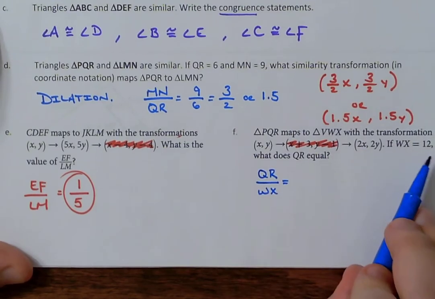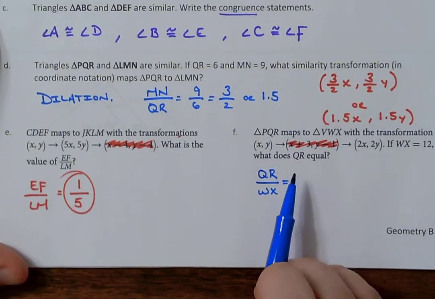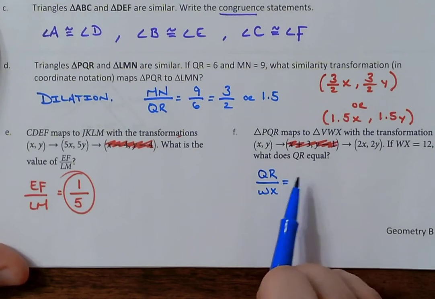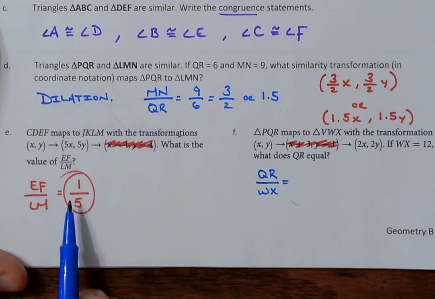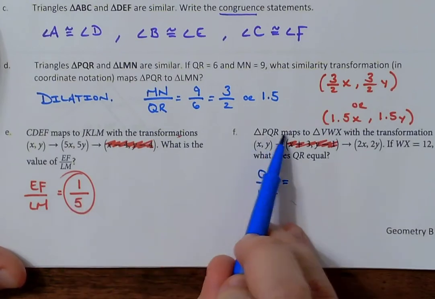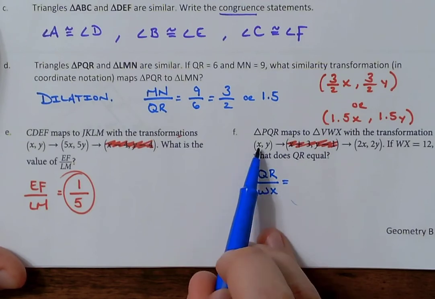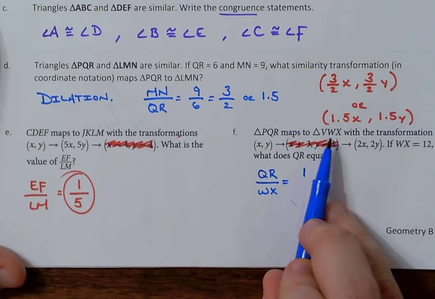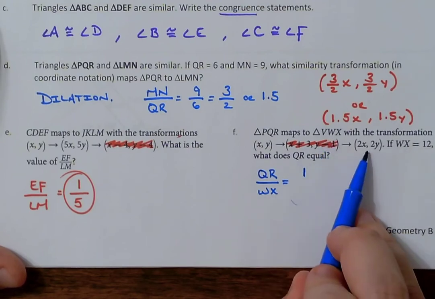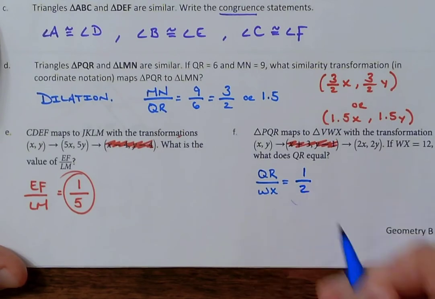Now, I know that they tell us WX is 12. We're not going to worry about that at the moment. First thing we need to do is figure out the value of QR over WX, much like we did here with EF over LM. PQR is the first one, so QR comes from that first statement, so that's going to be 1. And then WX comes from the second triangle, and we've multiplied by 2, so that's going to be over 2.